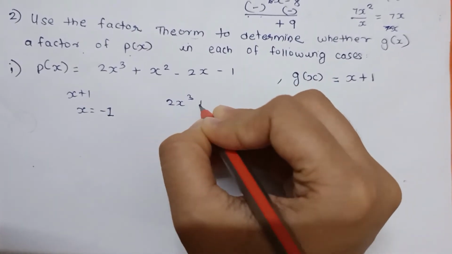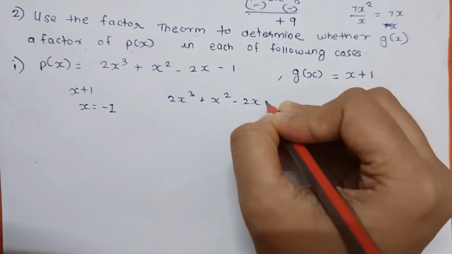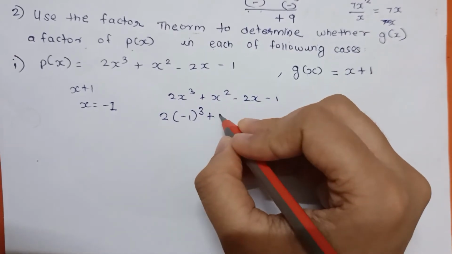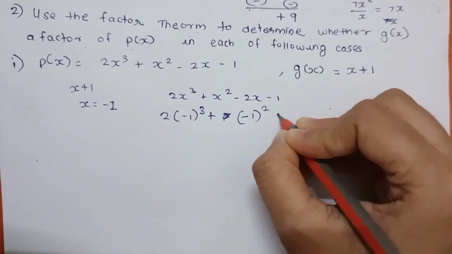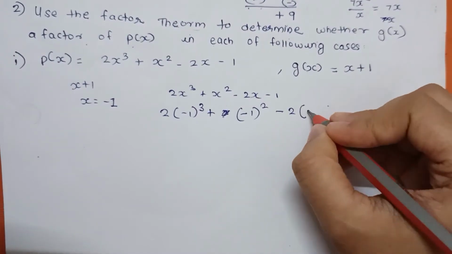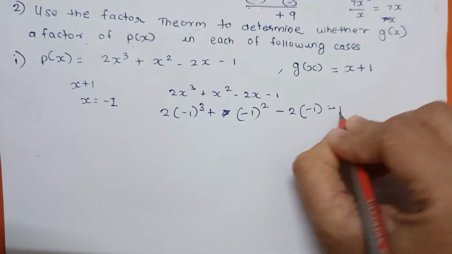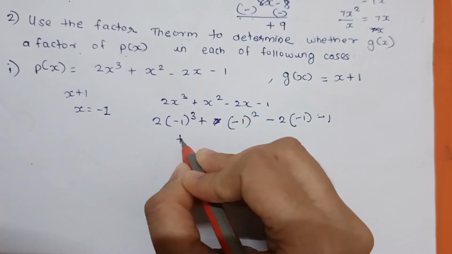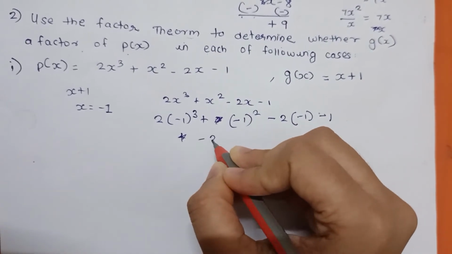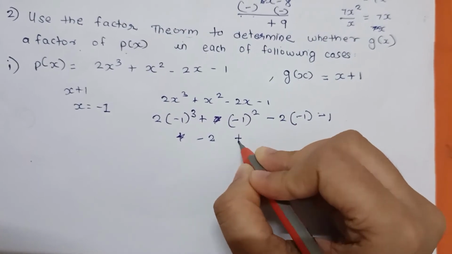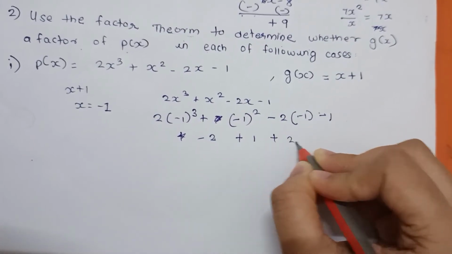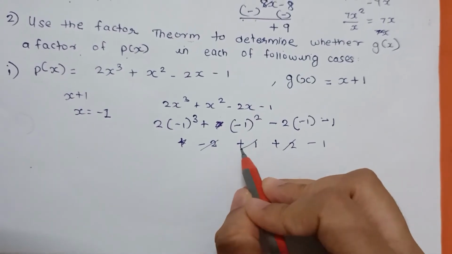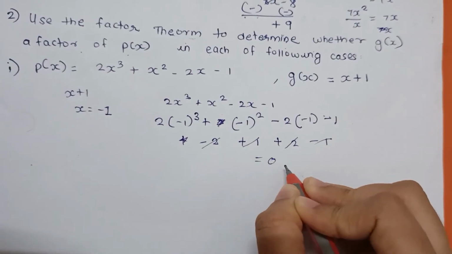Then we will substitute this value x equals minus 1 in px. So 2x cube plus x square minus 2x minus 1 becomes 2 times minus 1 cubed plus minus 1 squared minus 2 multiplied by minus 1 minus 1. After solving, we will get minus 2 plus 1 plus 2 minus 1. Minus 2 plus 2 will get cancelled, plus 1 minus 1 will get cancelled, and we will get 0.